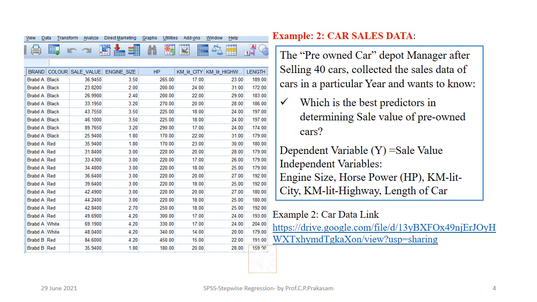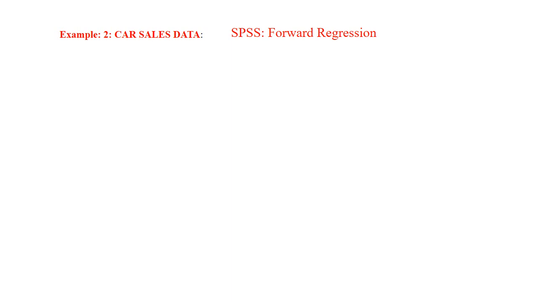You can see on the left side the data is given, and one can download the data from Google Drive; a link is given on the right side below. We will see how to calculate forward regression by using SPSS with the car sale data.